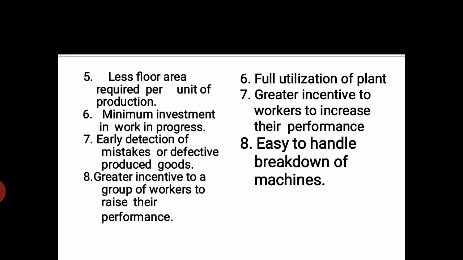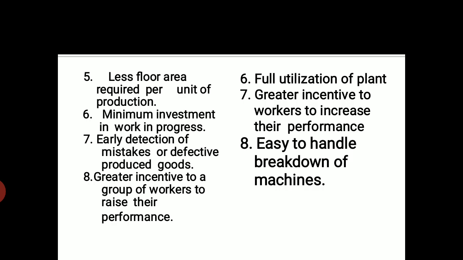On the other hand, if we go to process layout, there is full utilization of plant. As we know, similar machines are grouped together, and they all perform. So there is use of plant, and greater incentives for the workers to increase their performance. Individual workers working at different machines with different skills can be provided with greater incentives. And eighth is easy handling of breakdown of machines, because if anything goes wrong, then we can easily mend it and bring it back.